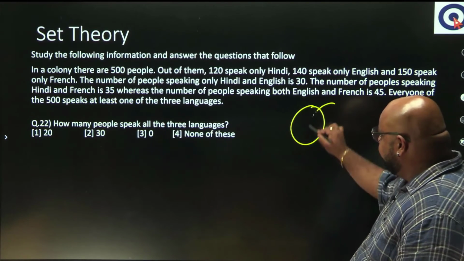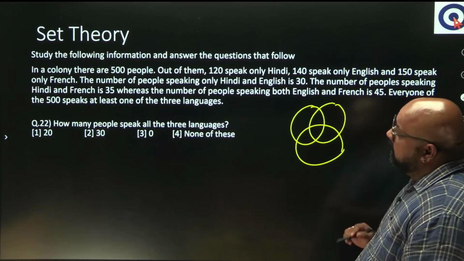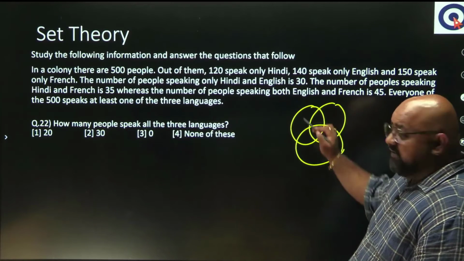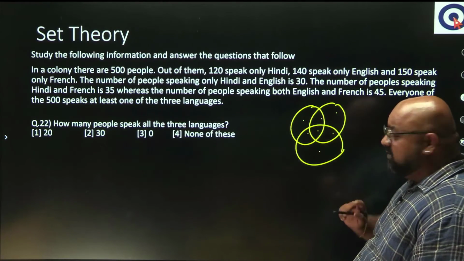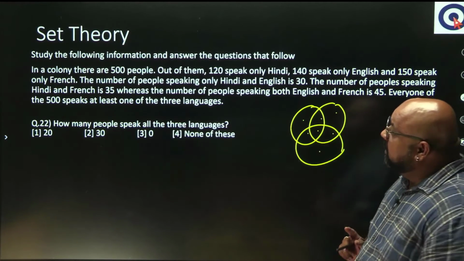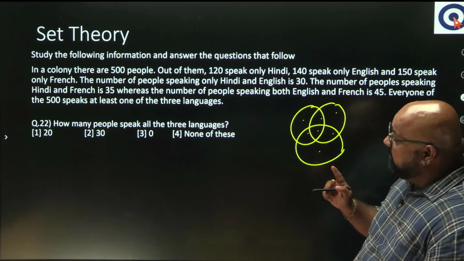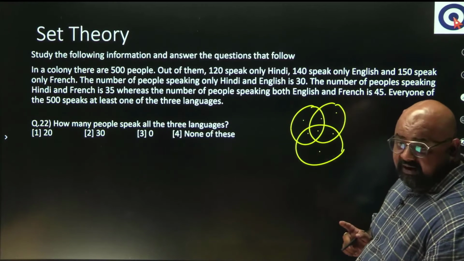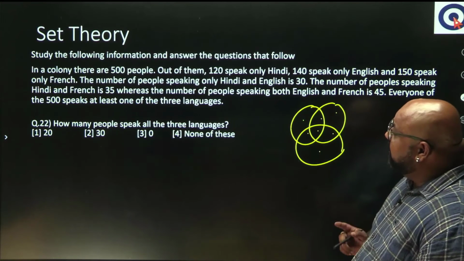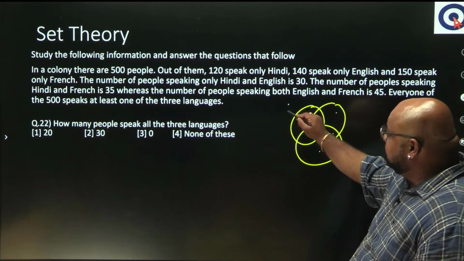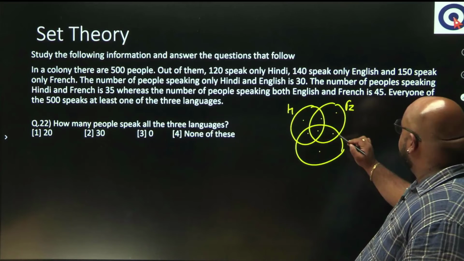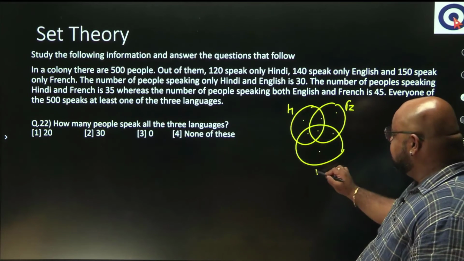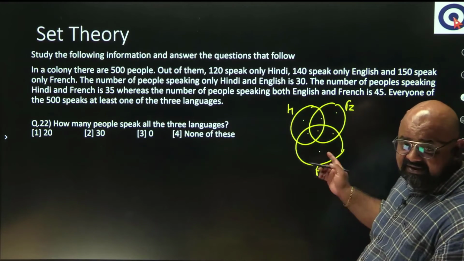For example, in a colony there are 500 people. So see, there are 1, 2, 3, 4, 5, 6, 7 different parts to this. The sum of all this should ideally be 500 if all of them speak at least one language. Out of them, 120 speak only Hindi. So let this circle be Hindi. Only English is this circle. Only French is this circle, or French is that circle.